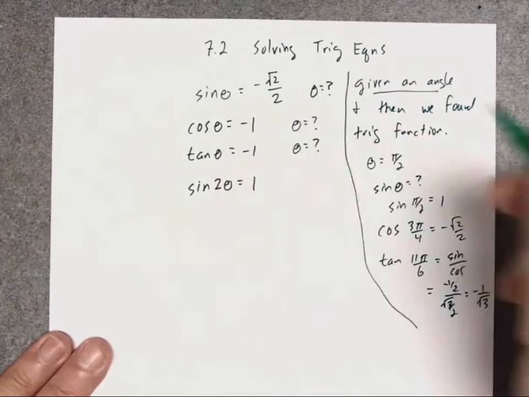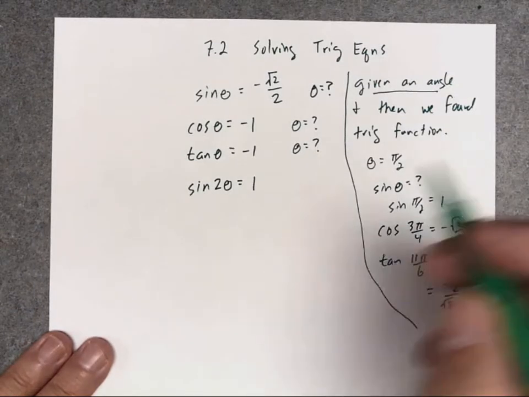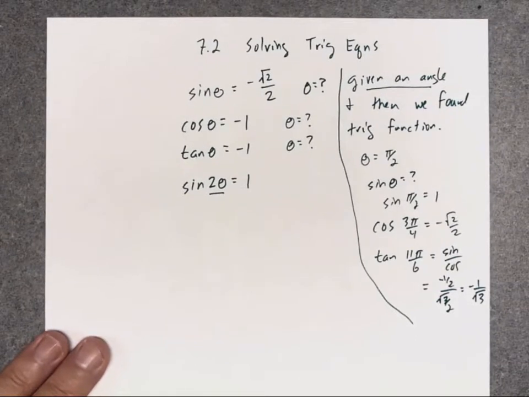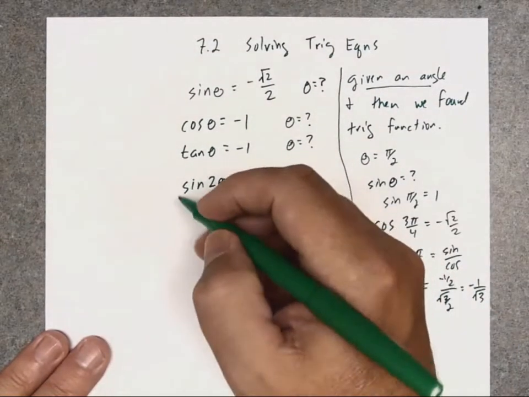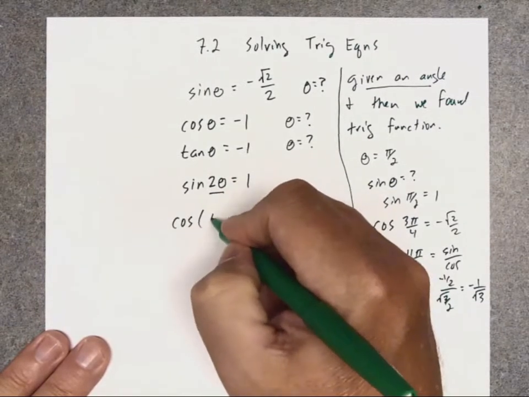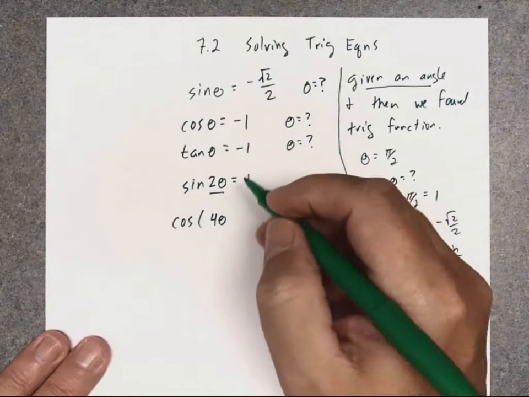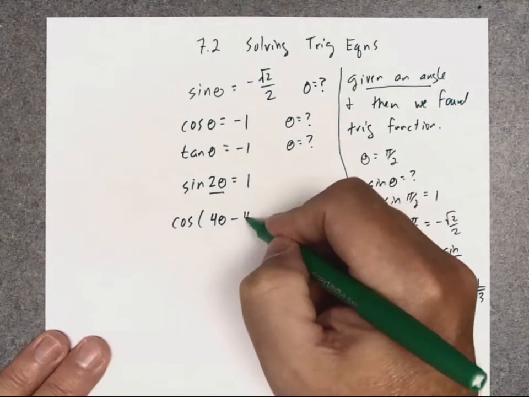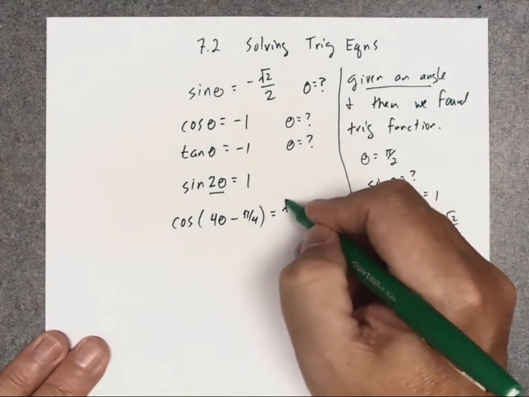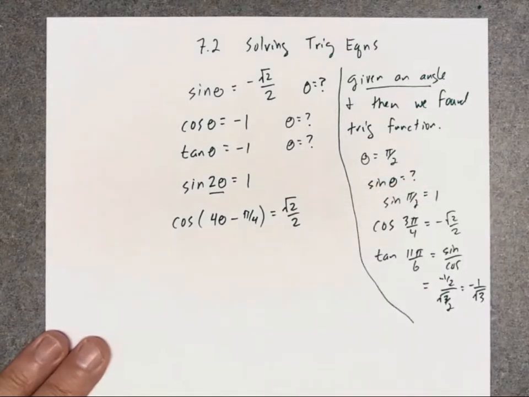Now here is a little twist, and when we go about solving this one, you'll see how it affects what we do. Instead of having just theta inside the trig function, now we have 2 theta. And you'll see in a little bit what we have to do to go about solving this kind of trig equation. And even a little more complicated, cosine of 4 theta minus pi over 4 equals square root of 2 over 2.